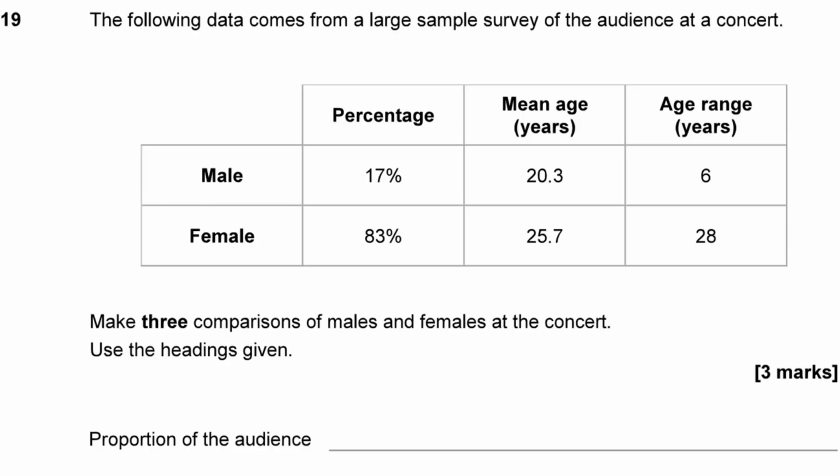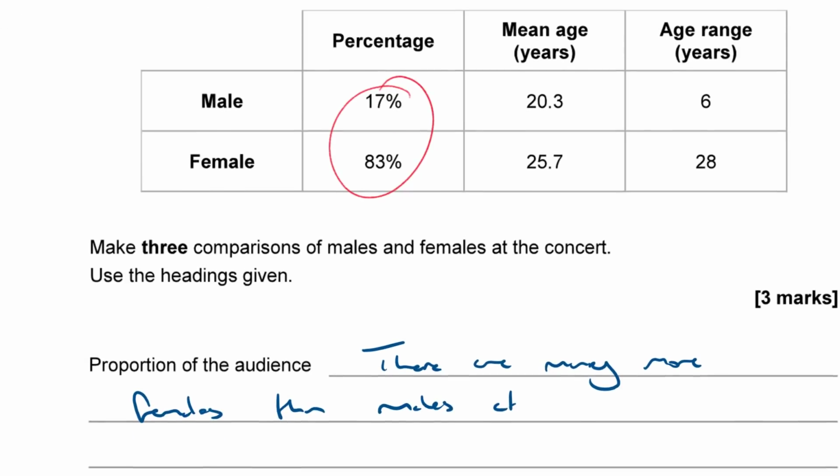Okay, so the proportion of the audience. Now the proportion is how many males there are to females, aren't there? And you can see here that there are many more males than females. So I'm going to say there are many more females than males at the concert.